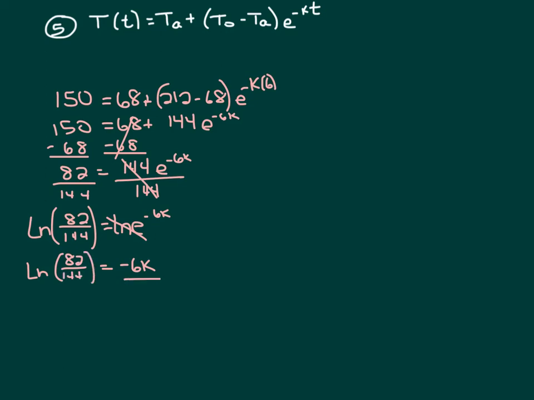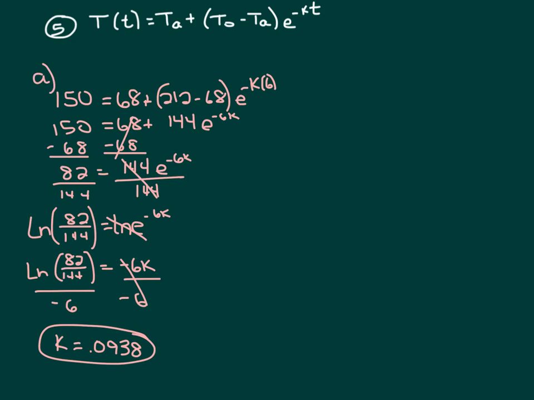And then our last step to get k by itself is just to divide both sides by negative 6. And when you do, they ask you to round k to the nearest 10,000th. So I got 0.0938. Now, we're not done with letter A yet because letter A also says to write an equation to determine the temperature of the pot of water after t minutes.